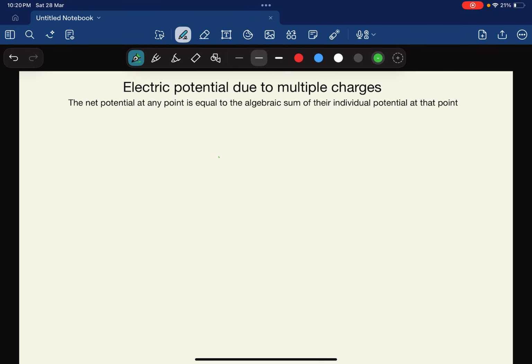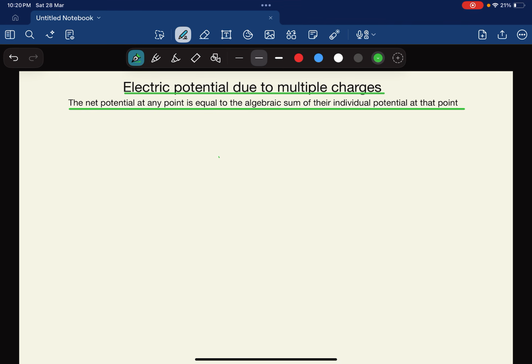In this video, I'm going to discuss electric potential due to multiple charges. Basically, it states that the net potential at any point is equal to the algebraic sum of their individual potentials at that point. First of all I will draw the diagram and then I will go to the derivation part. It is a very simple topic.